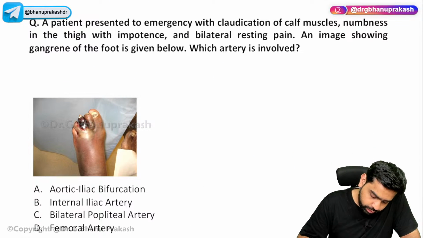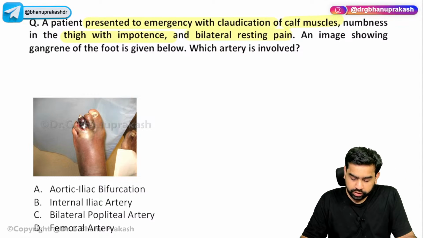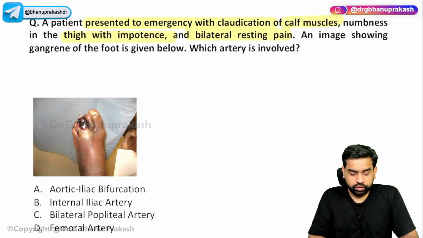Now there is a patient who presented to the emergency with claudication of the calf muscles, numbness of the thigh, and impotence. There is bilateral resting pain. The image has been shown. What is the artery involved? First of all, can you tell me the diagnosis of this particular patient?